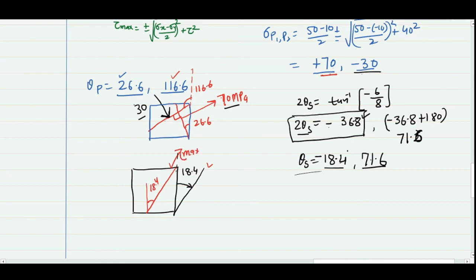What would be the value of maximum shear stress? When I put all the values in the formula, I am getting a value of plus minus 50. So for this plane the maximum shear stress will be of plus 50 magnitude, and I will represent the second plane as usual counterclockwise with a measurement of 71.6 degree. So here I will measure the second plane in this direction with value 71.6.